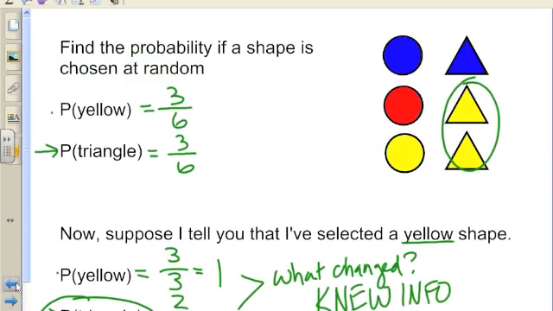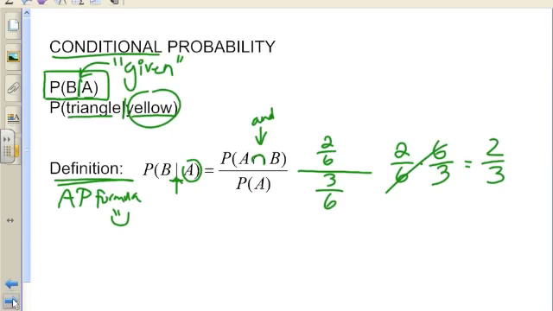2/3. Check it out. 2/3. So our answers match. So this is a definition you can always use when you're working on conditional probability.